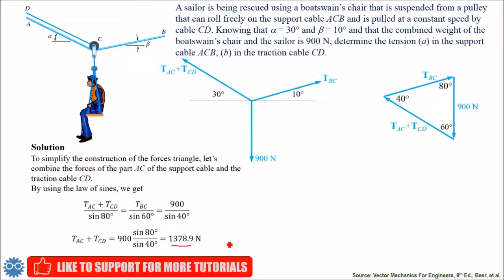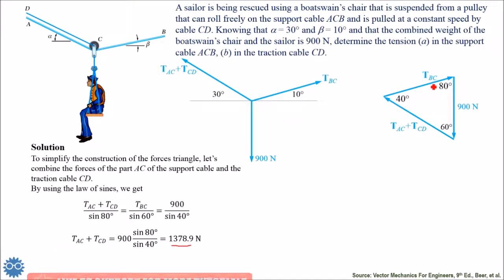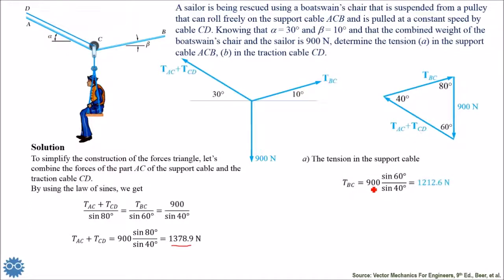And we can now compute TBC, the tension in the support cable. TBC is equal to 900 sine 60 over sine 40, which is equal to 1212.6 newtons.